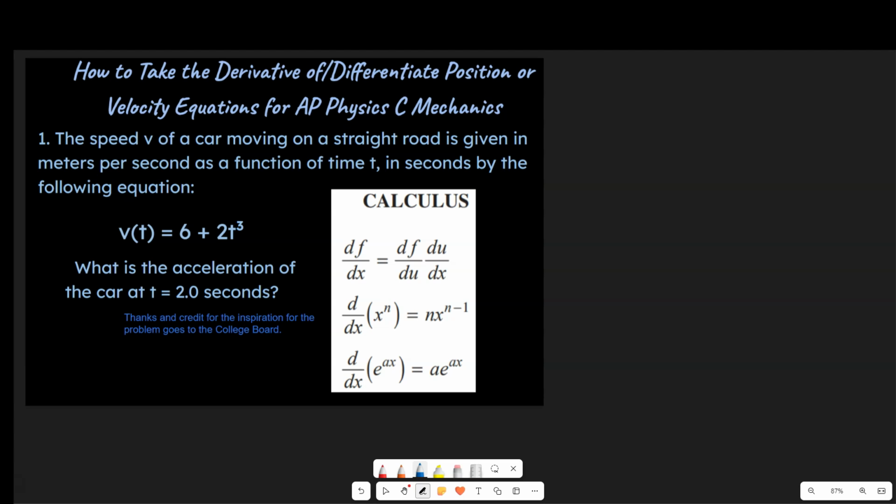Hey, welcome back. Today we're going to be talking about how to take the derivative of, or differentiate, position or velocity equations for AP Physics C mechanics students.